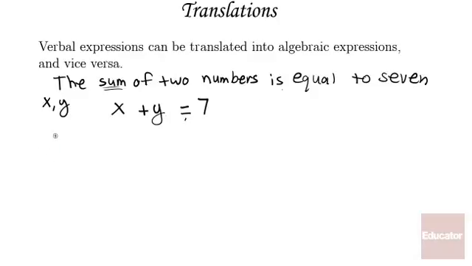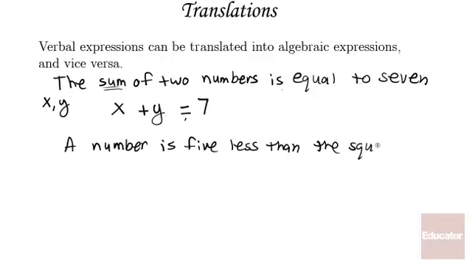Or another example. A number is 5 less than the square of another number. And you need to be careful with this "is less than," because it's easy to get that backwards.